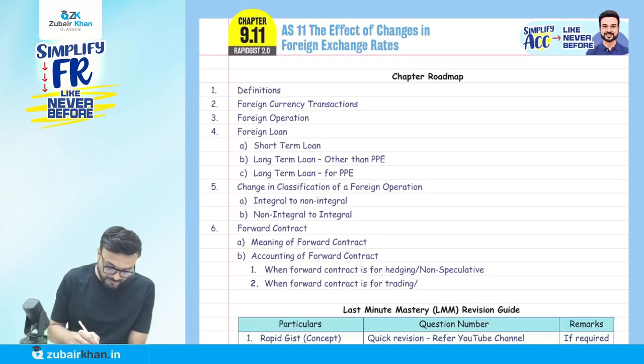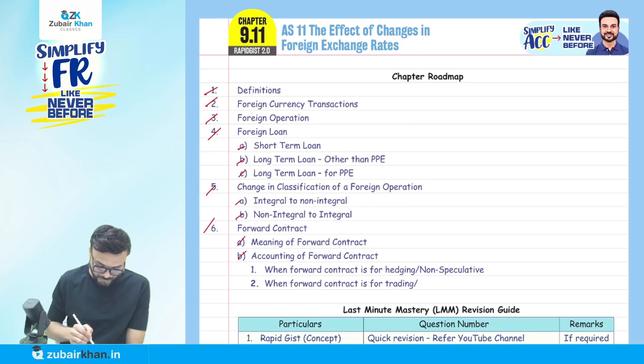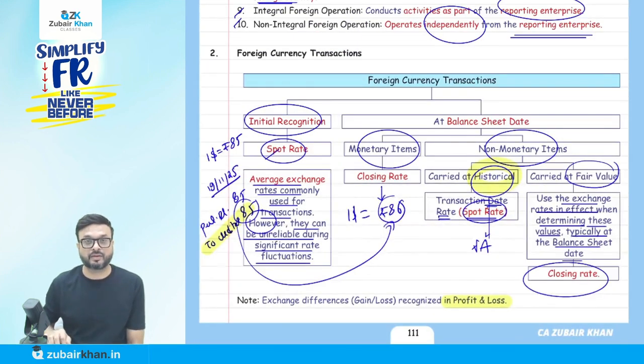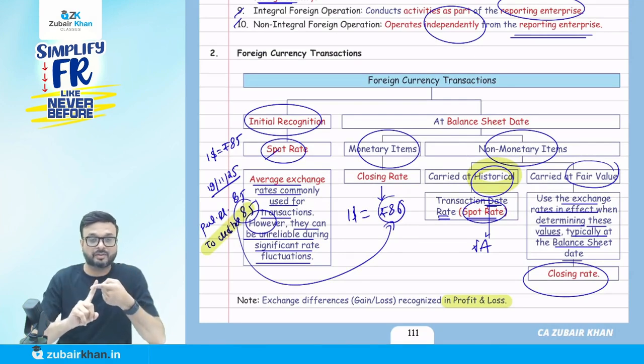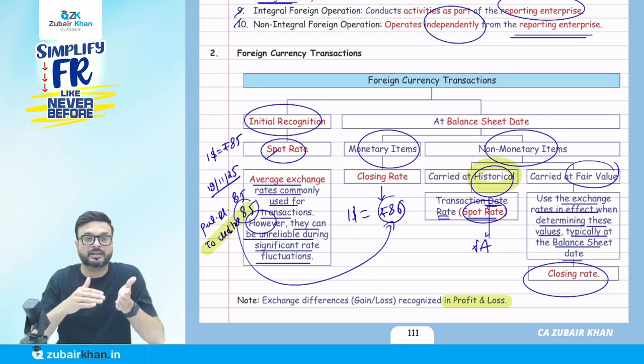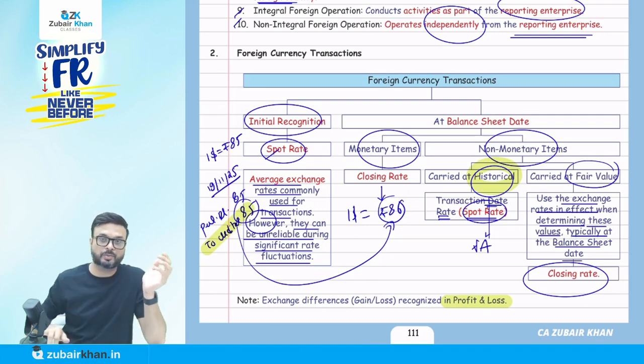So we have covered the definition and foreign currency transaction. Let me revise quickly the accounting treatment that we have discussed. If we have a foreign currency transaction, initially it will be recorded at the spot rate. On balance sheet date, a monetary item is at the closing rate. A non-monetary item is valued at historical cost, then spot rate, otherwise at fair value, then the closing rate. The difference will go to profit and loss account.